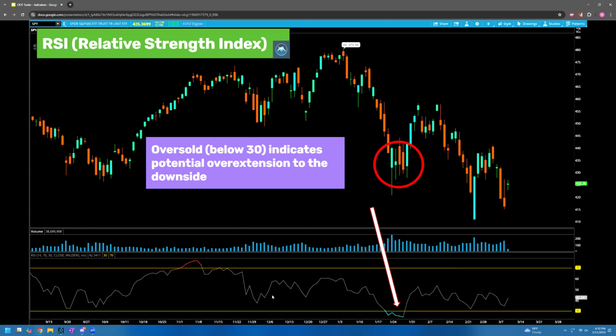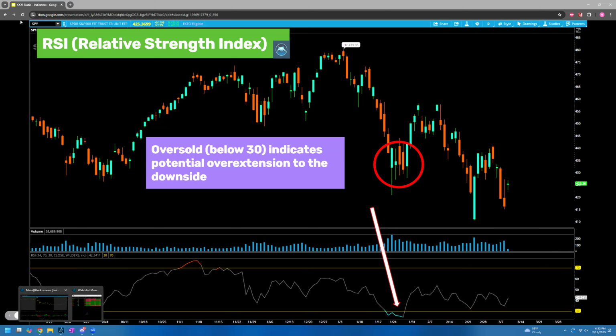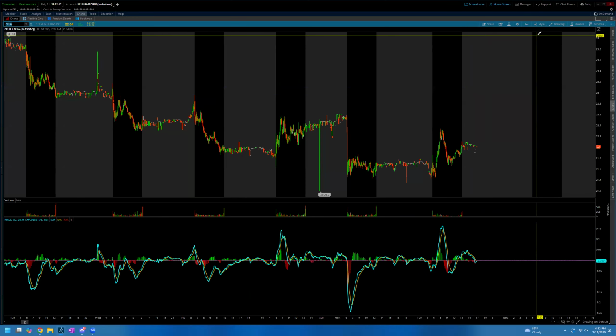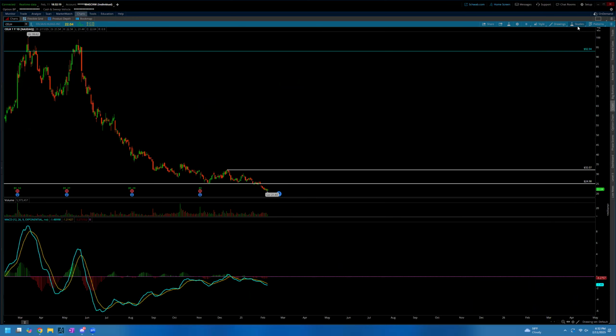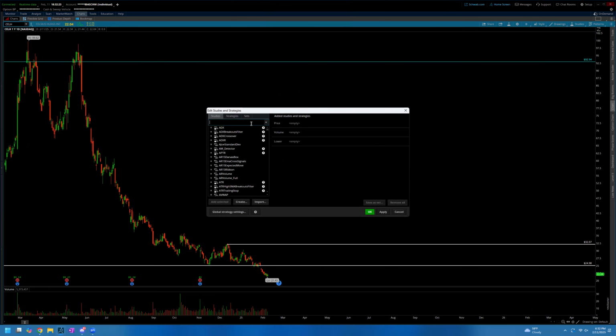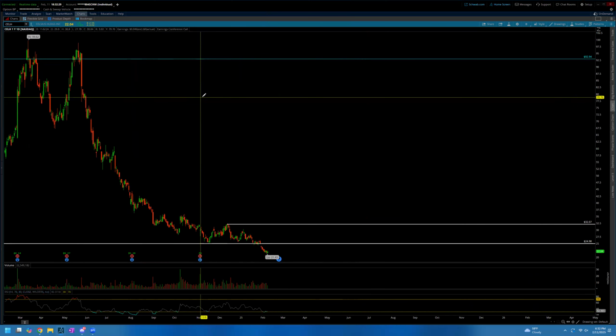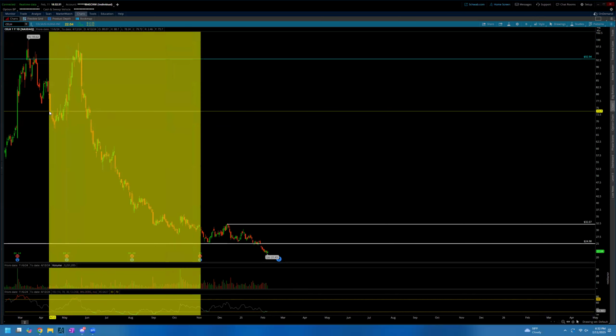When something holds over that 70 line for an extended amount of time, that could have a real indication of strength. And similarly, when something holds below 30 for a good amount of time, that could indicate serious weakness. Some potential good examples of that, let's see, Celsius might be a decent one. Let's check the RSI on this guy. Okay, yeah, this is a decent example.